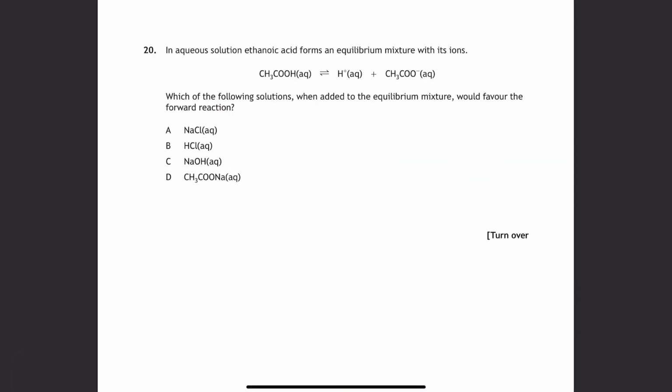Which of the following solutions, when added to the equilibrium mixture, would favour the forward reaction? So for these, I always recommend writing down the ions that you're adding. So sodium chloride, Na plus, Cl minus, H plus and Cl minus, Na plus and OH minus. And then when you get one that looks a bit weird, just look in the equation for it so you can see it's here. So CH3COO minus, and then Na plus.